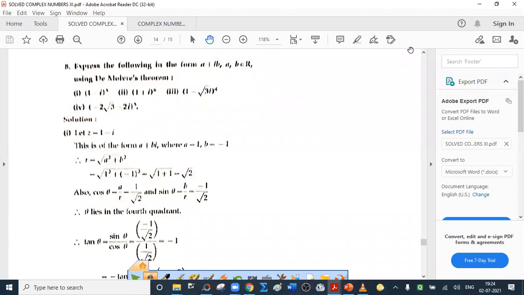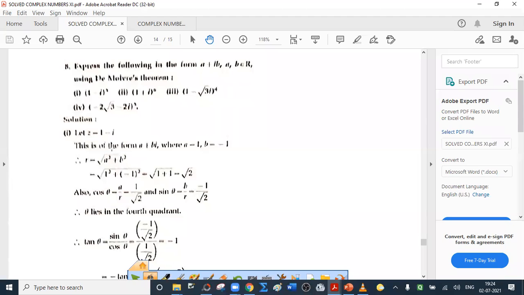Sum number 8. Actually, the image is blur, but I'll read the solution for you. Express the following in the form a plus ib, where a and b are real numbers, using De Moivre's theorem. First part, (1 minus i) raised to 5. Let z be 1 minus i.